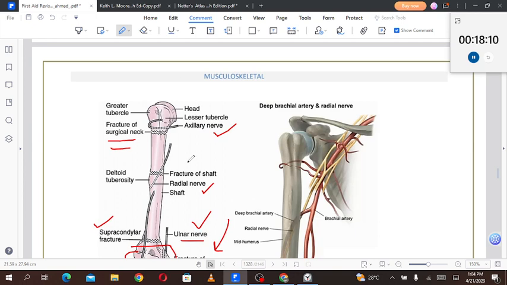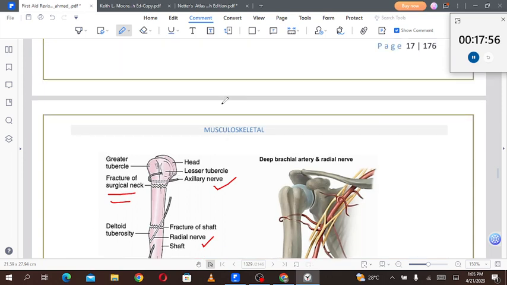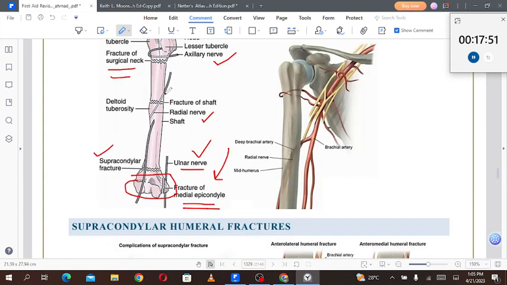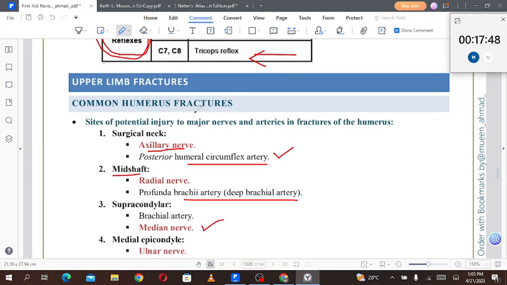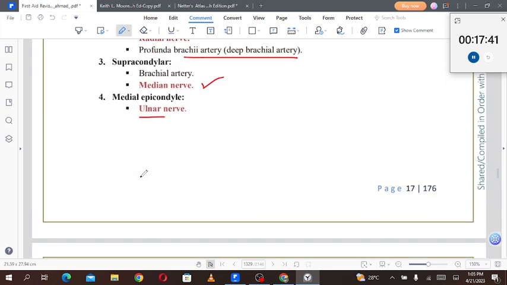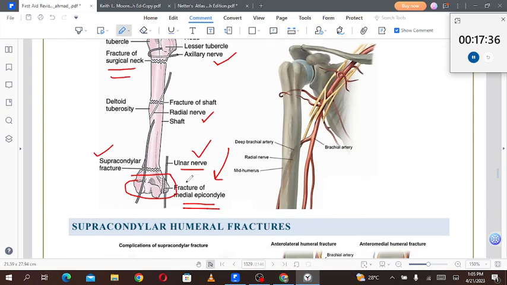Here we have seen all the fractures. So let's see this picture once again, and then we'll be done. Fracture of the surgical neck can damage the axillary nerve, along with the posterior humeral circumflex artery. The midshaft fracture can damage the radial nerve, along with the profunda brachii artery. Then the supracondylar fracture over here can damage the brachial artery along with the median nerve, and the medial epicondylar fracture can cause damage to this ulnar nerve. Okay, so here are some arteries, and then let's move on.